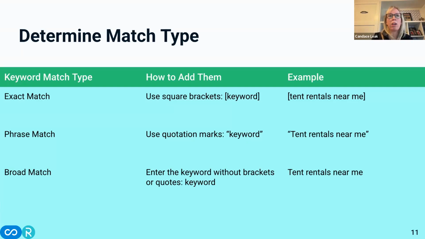But an example there is if you just ran an ad for rentals near me, you want to couple that with negative keywords such as car rentals, apartment rentals. You don't want to pay for that traffic. They're not looking for what you're selling. So if you're going to do a broad match, it's important to couple with negative keywords.